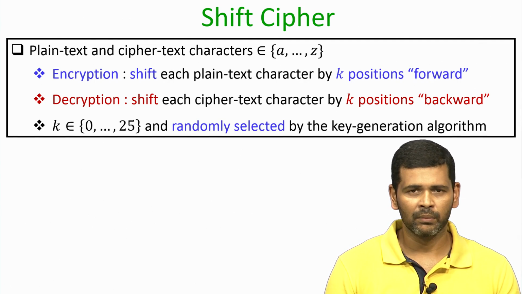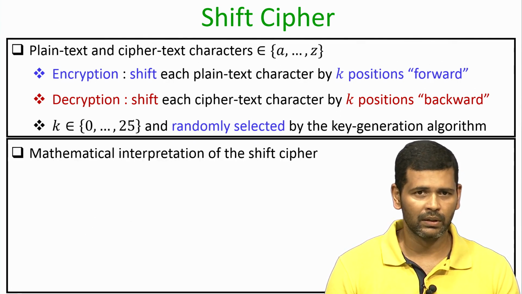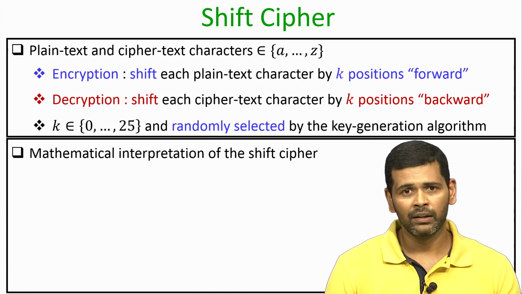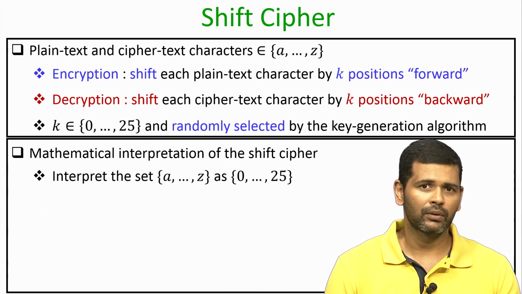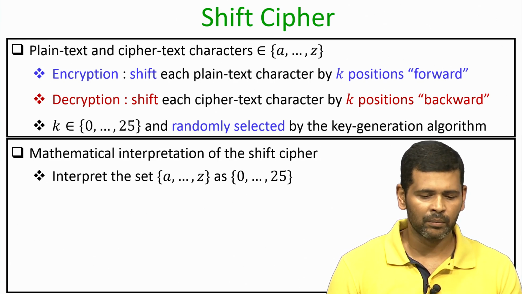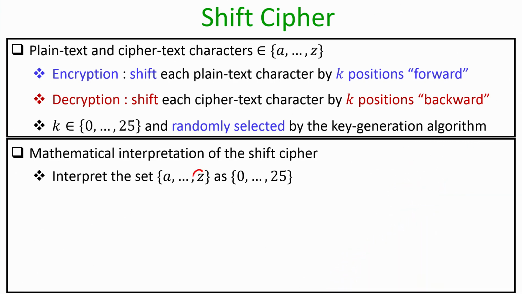And the shift here, namely the value of k, is going to be one of the values in the set 0 to 25, which is randomly selected by the key generation algorithm. So, the mathematical interpretation of the shift cipher is as follows. Since the plain text characters belong to the set A to Z, we interpret the character A as the symbol 0, character B as the symbol 1, and in the same way we interpret the character Z as the symbol 25. That is a mapping we assume is available both to the sender and the receiver or to any third party who is going to use an instance of shift cipher.